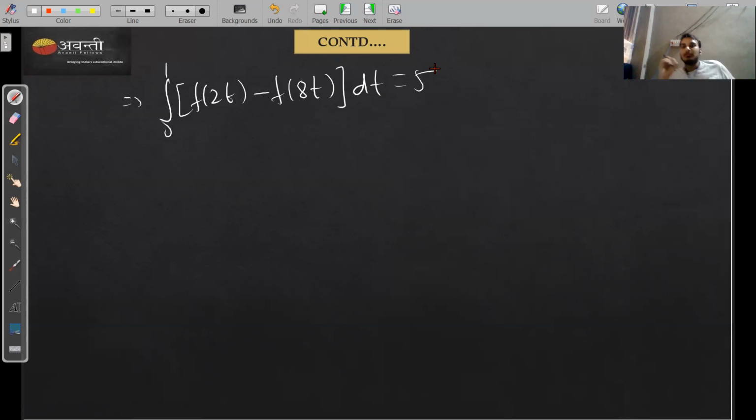See, now what is the variable? t. The variable is t. So we can replace the variable, right? We can replace the variable. Now the variable changes.